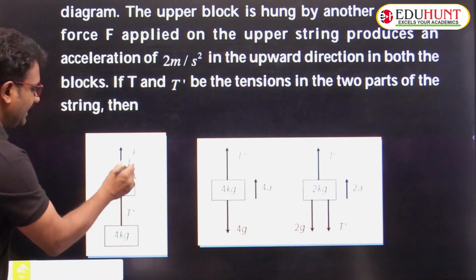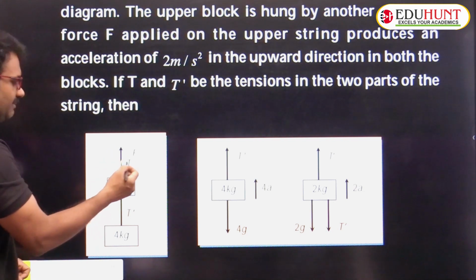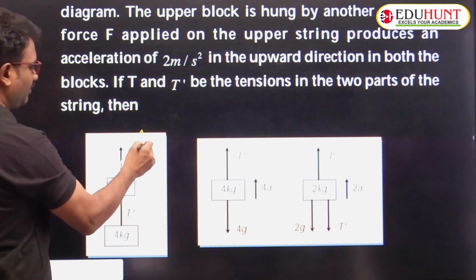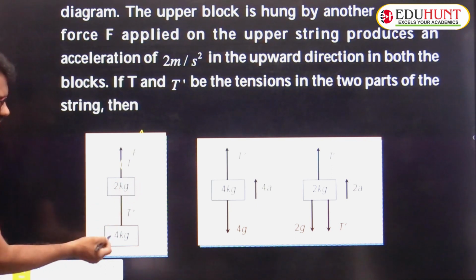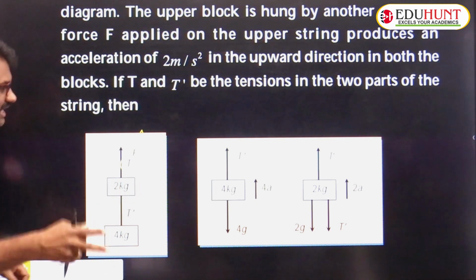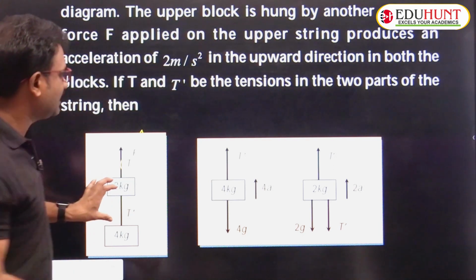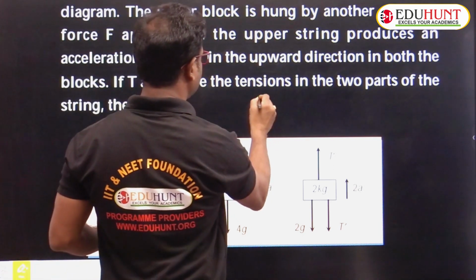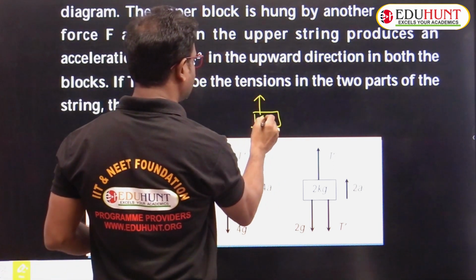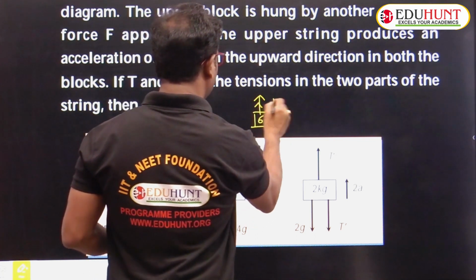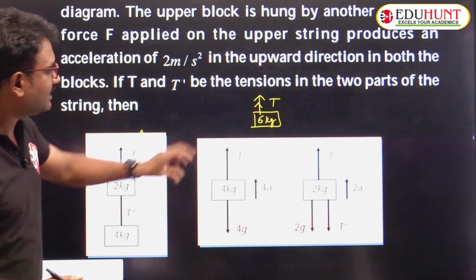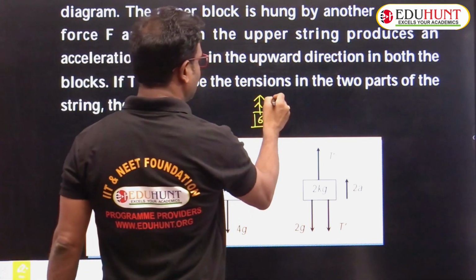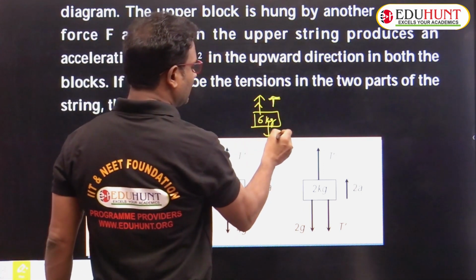If you wish to find T, what is happening here? The T is moving upwards. When you are considering this T, don't consider these two blocks as two blocks. Consider them as a single block of mass 6 kg. So now our problem is very simple. This is a block of mass 6 kg and it is moving upwards due to the tension T. So what are the forces acting on the 6 kg? Tension T is acting in the upward direction, mg is acting in the downward direction.